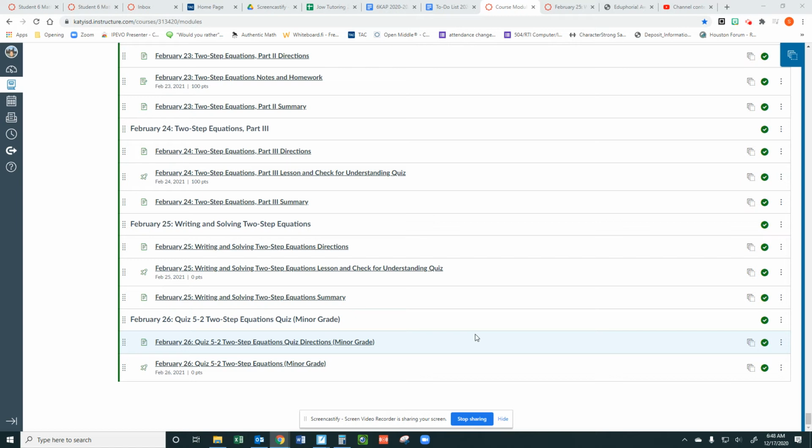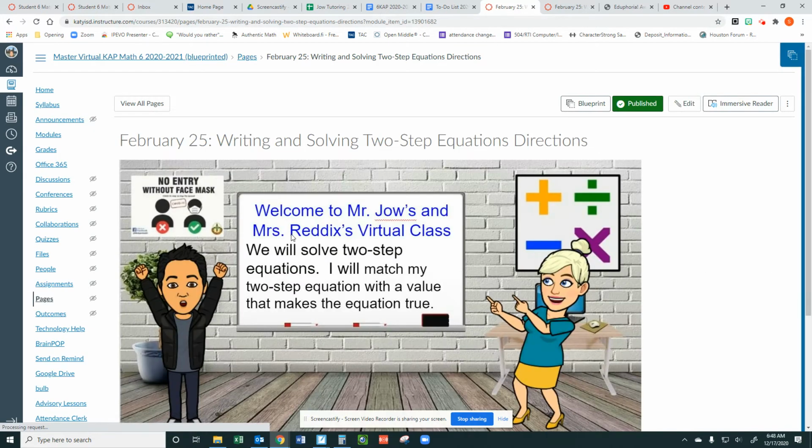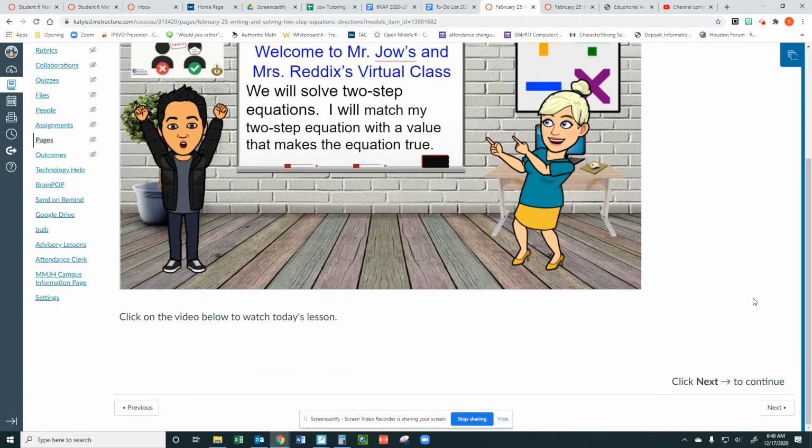It's February 25th, and we're focusing on writing and solving two-step equations. So there are three components: directions, lesson to check for understanding, quiz, and the summary. So in here, we will solve two-step equations. I will match my two-step equation with a value that makes the equation true.